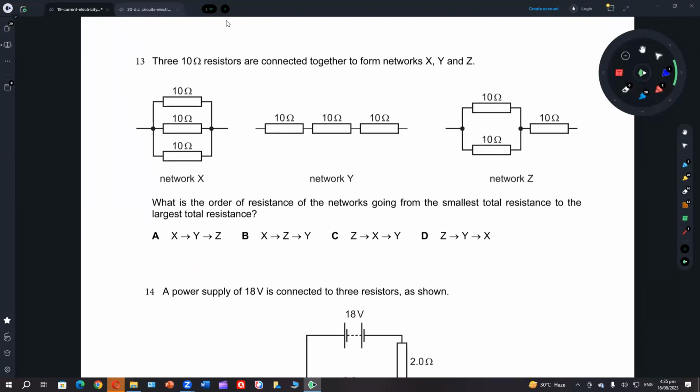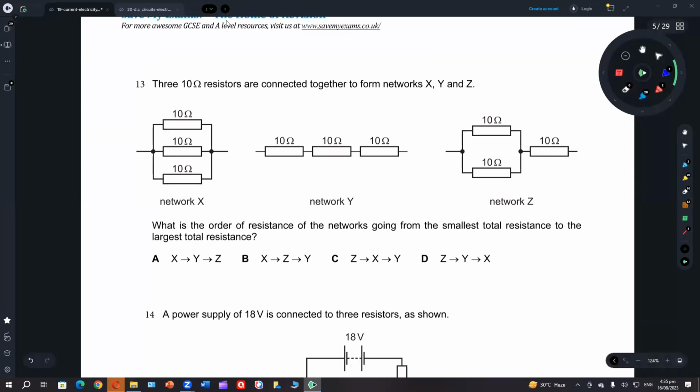Three 10 ohm resistors are connected together to form networks X, Y, and Z. What is the order of resistance of the network going from the smallest total to the largest total? Now, remember the concept. Resistance R is maximum in series. R is minimum in parallel. So remember this concept and answer for me.